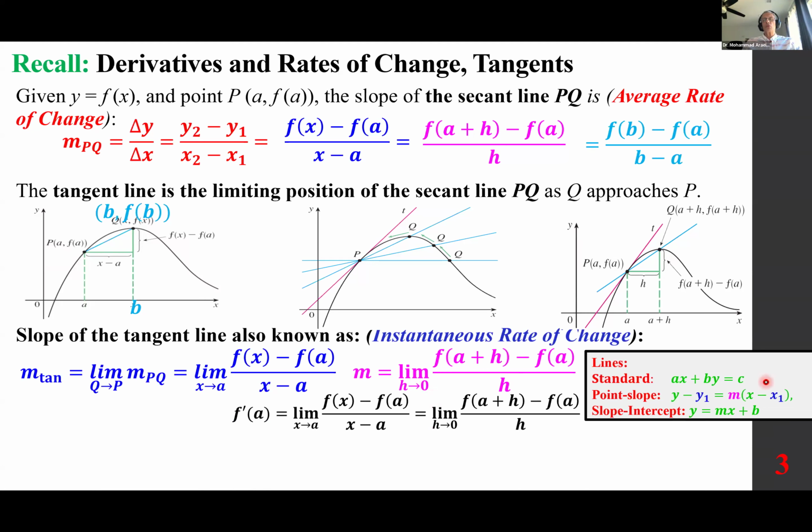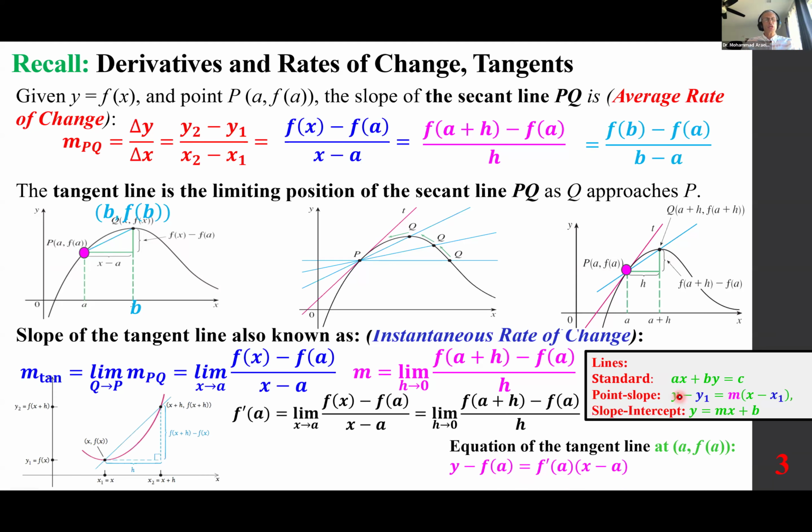Various formats for lines. We use the point slope, and at the point a comma f of a, we end up with y minus f of a equals f prime of a times x minus a, or simply put, use the point slope. A general form for differentiation, instead of saying at a specific point a, rather a general point x, gives rise to the differentiation formula. The derivative function f prime of x is the limit of f of x plus h minus f of x over h as h approaches 0.